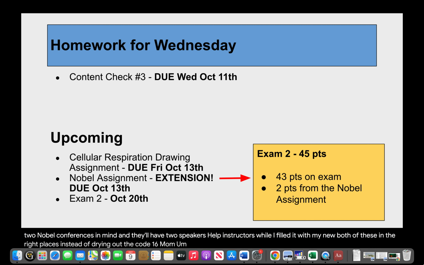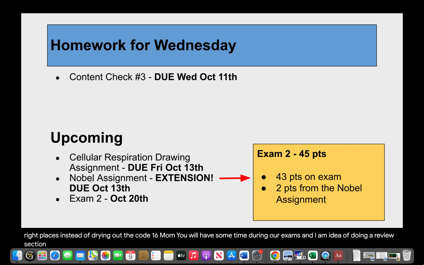We will have some time during our exam review day, and I am throwing around the idea of doing an extra review section on a Wednesday. I see nodding heads yes. Would that be helpful for you all? Like if I did an exam review at 4 o'clock on Wednesday or something. Sounds good. I will plan on scheduling that and letting you all know next Wednesday. So the exam is next Friday.